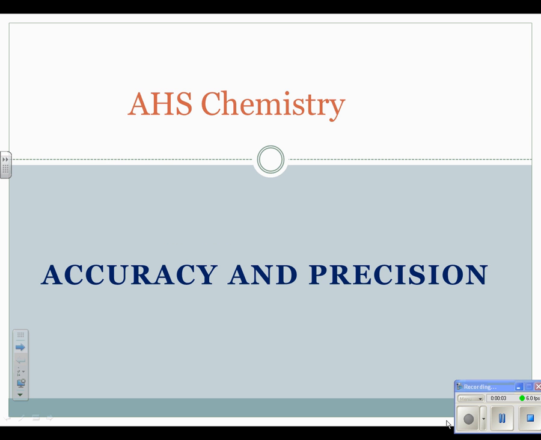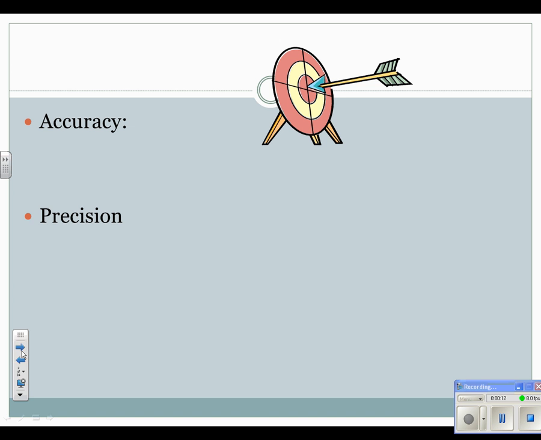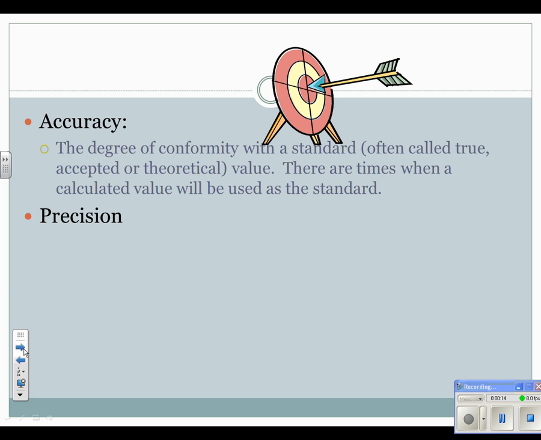Alright everybody, this video is going to be over accuracy and precision. They are different, they are kind of related, so let's talk about actual definitions. Accuracy, please do not memorize this definition, but it's the degree of conformity of the standard to the accepted true value. That's the key thing there, accepted true value. So the accuracy, it's about if you hit the point or not. Doesn't matter what everything else is, if you hit the point, you're good.